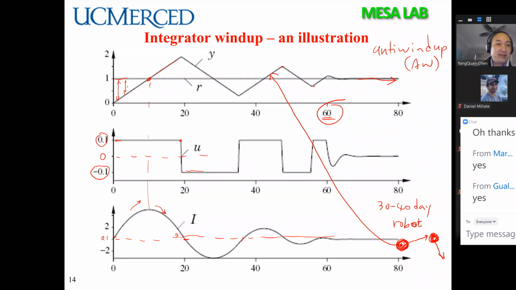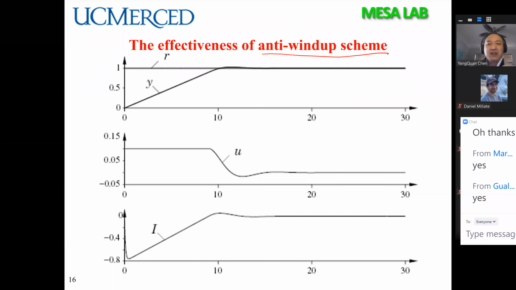My student didn't know about anti-windup. If he had put in an anti-windup scheme, then it would suddenly be like this. Without those, it is like this. You can see it takes only 10 seconds to settle down. The other one takes 60 seconds to settle, right?